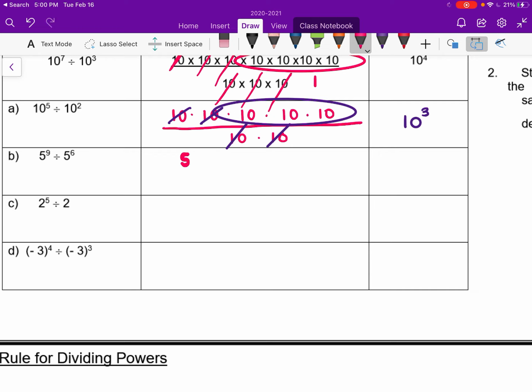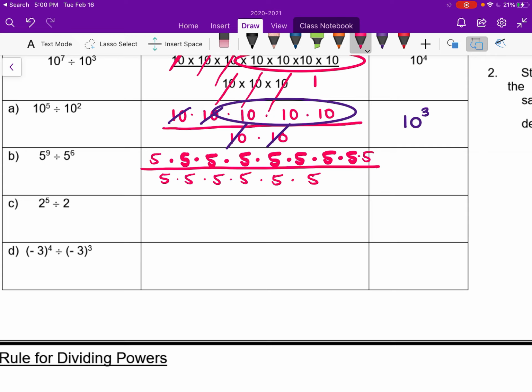So I did 5, 5, 5, 5, 1, 2, 3, 4, 5, 6, 7, 8, 9, all over 1, 2, 3, 4, 5, 6. So let's just cancel out 1, 2, 3, 4, 5, 6, and I'm left over with 3. So I know it's 5 to the power of 3.